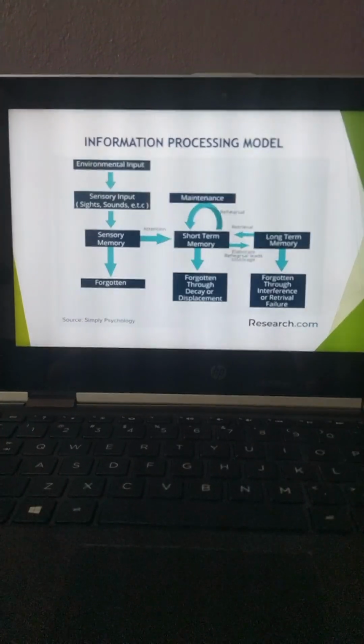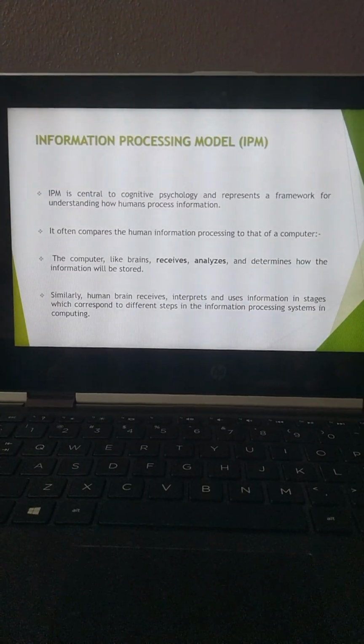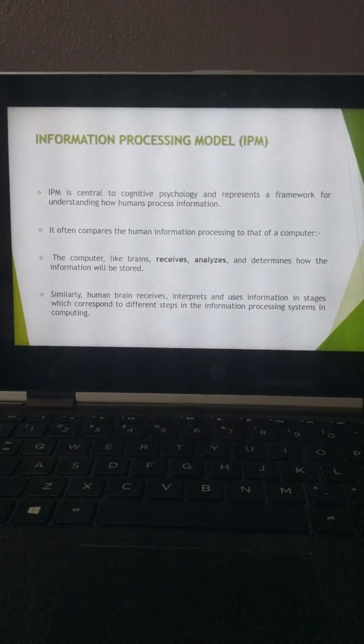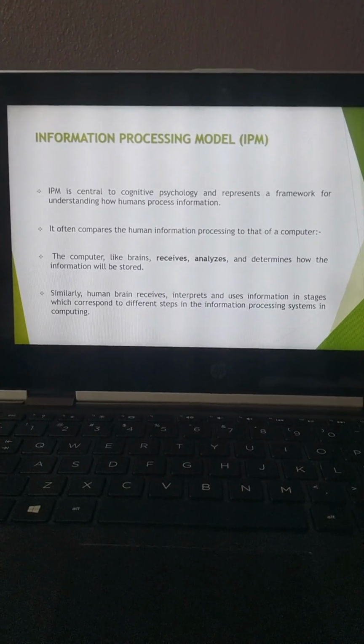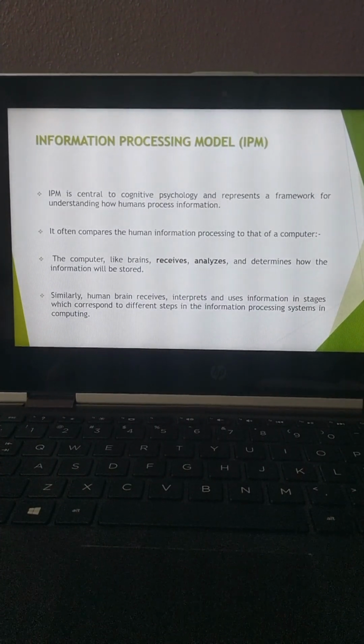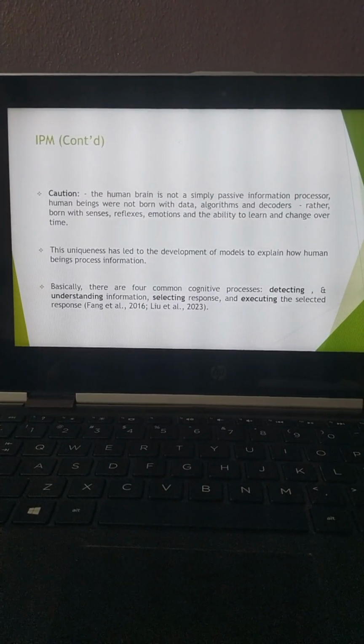Today we talked about the information processing model, how it's very essential in cognitive psychology, and how it likens the human brain to a computer. We talked about the fact that as humans we are not born with knowledge, but as time goes on we begin to make meaning of the information we get from the environment. We begin to learn, we begin to relearn, we begin to unlearn, and this process continues even as we grow.